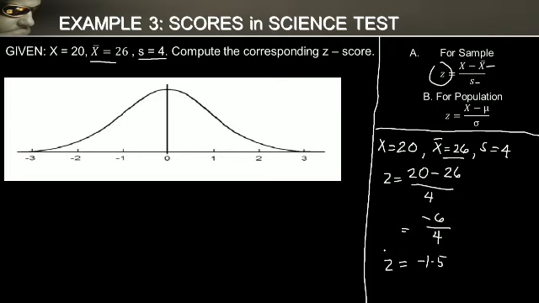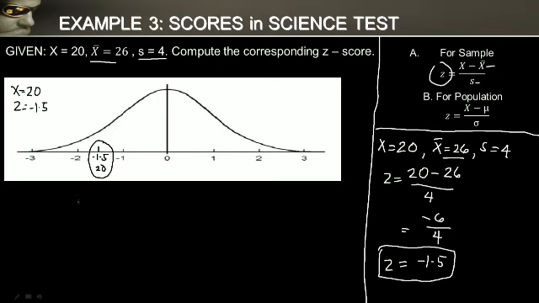So, as you observe, the value of your z is negative. Of course, you know that it is below the mean. Now, since the given value is 20 and the z is negative 1.5, locate negative 1.5 on the normal curve. It is in between, so this is negative 1.5, and you just place the 20 there.